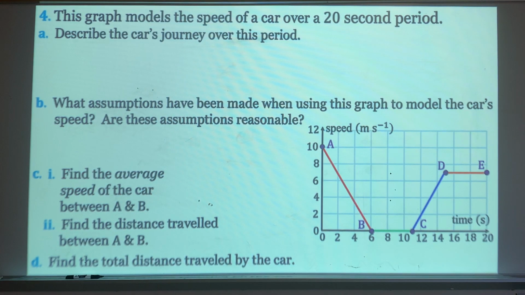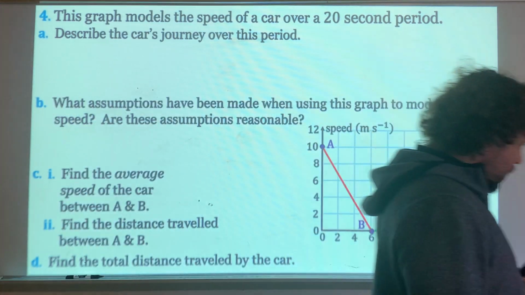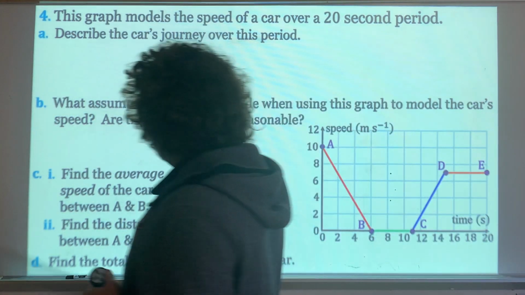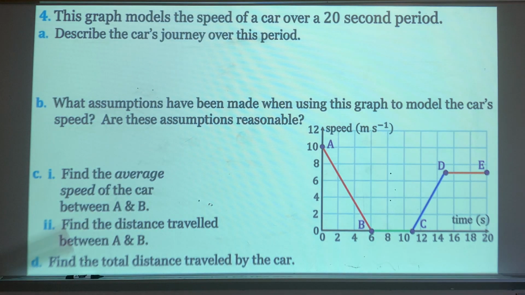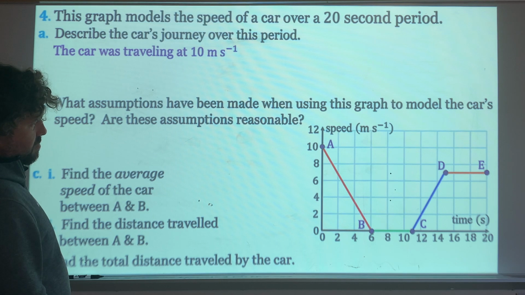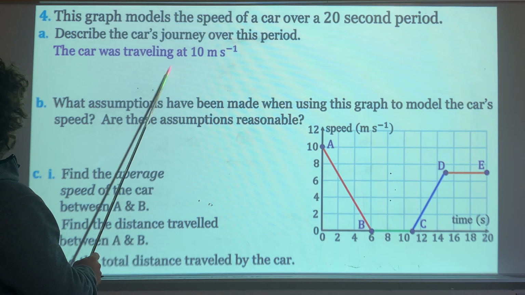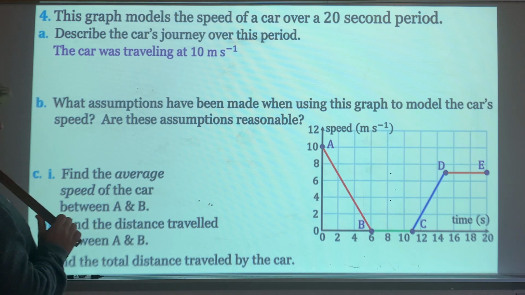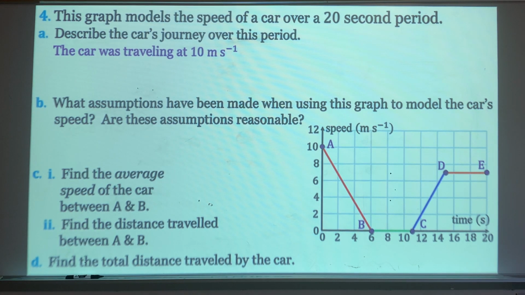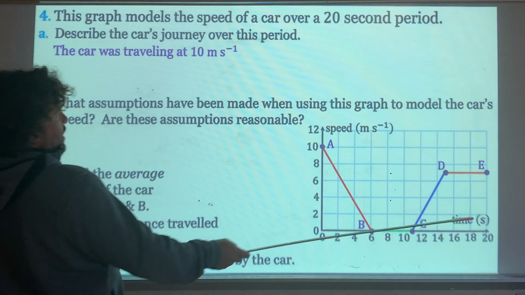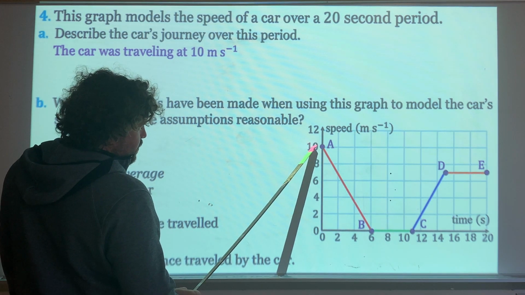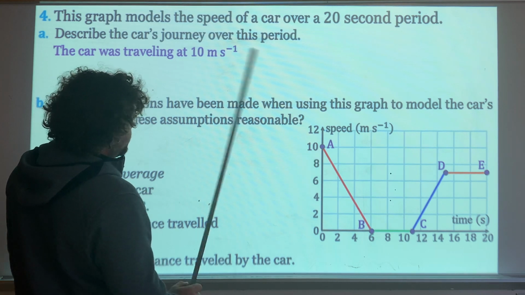Problem number 4. This graph models the speed of a car over a 20-second period. Describe the car's journey over this period. All right, let's look. The car was traveling at 10 meters per second. Over this time, the car was what? Why was it traveling 10 meters per second? The reason it was traveling 10 meters per second is he went that speed when he started. All right, so that's A.